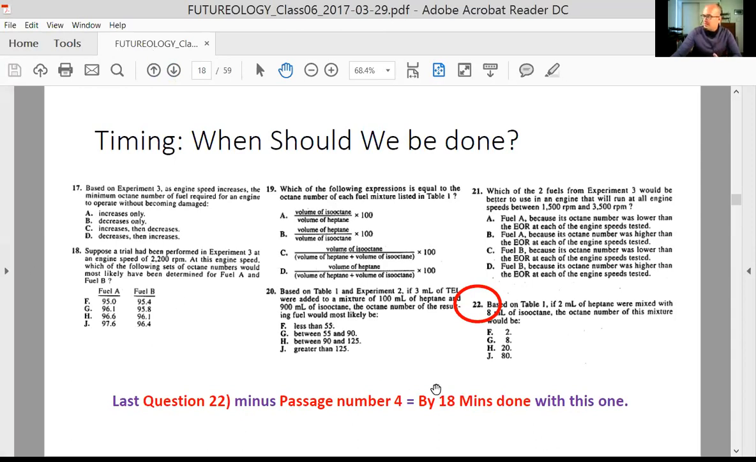And I just want to reiterate that. Maybe passage 5, the last question is question number 28. So then 28 minus 5 would be 23. You should be through passage 5 by 23 minutes, etc., etc. If you guys have questions about the timing, I can talk about it at the end. So just feel free to type that in.